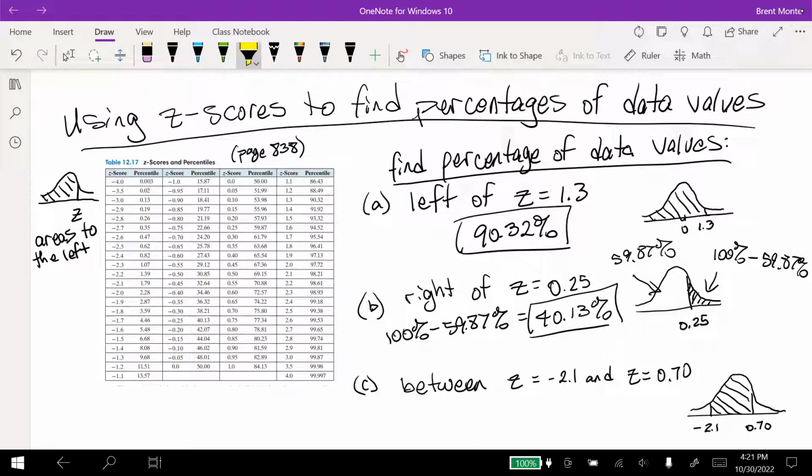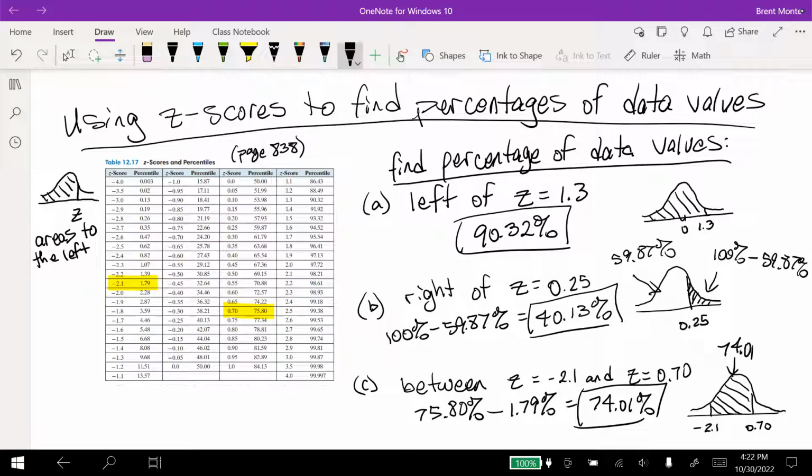For the 0.70, we're here. For the negative 2.1, I'm here. And I'm just going to subtract those two values away. So it's going to be 75.80%. That's the total area to the left of 0.7, but that's too much area. So then I have to subtract away that 1.79%. And when I subtract those away, I get 74.01%. And that's the answer of the area between the two.